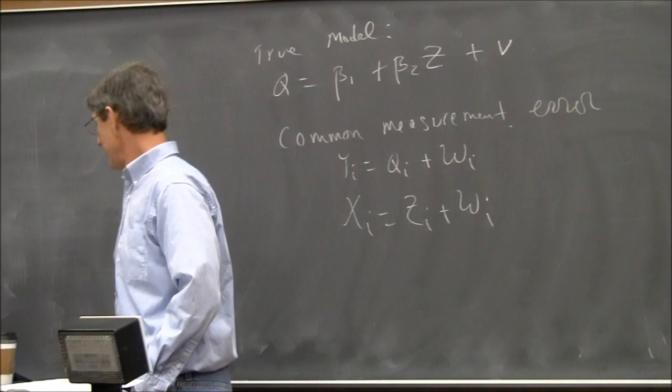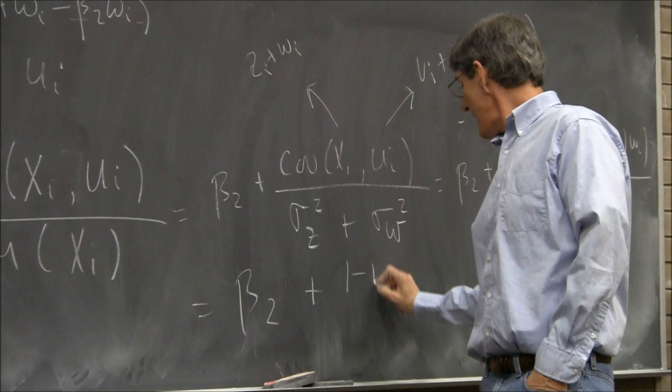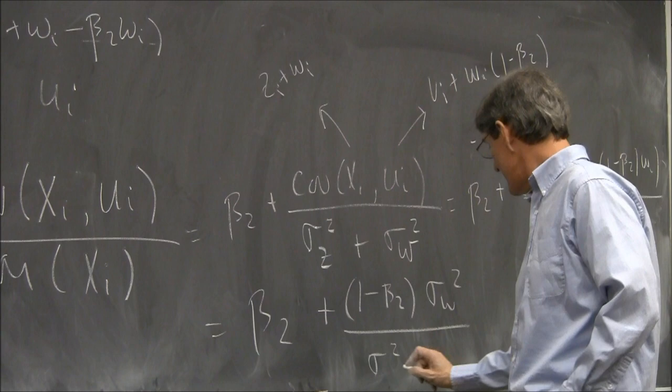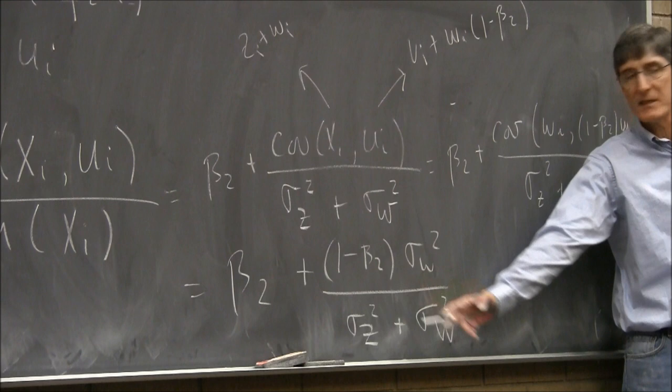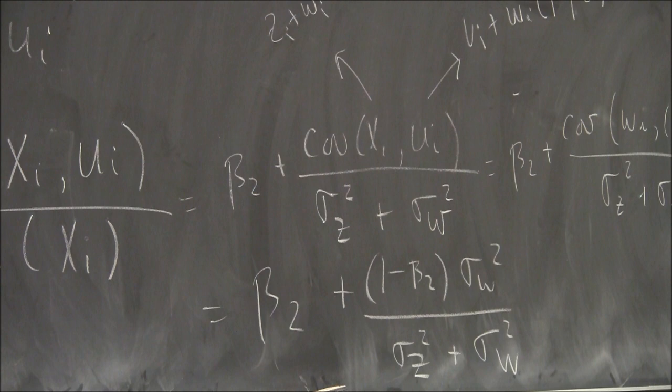So the answer is beta 2 plus 1 minus beta 2 times sigma squared w over sigma squared z plus sigma squared w. Whether this is positive or negative depends upon the size of beta 2. If beta 2 is bigger than 1, you get one answer. If beta 2 is less than 1, you get another. So this time it's not necessarily biased downward, it depends upon the size of beta 2.